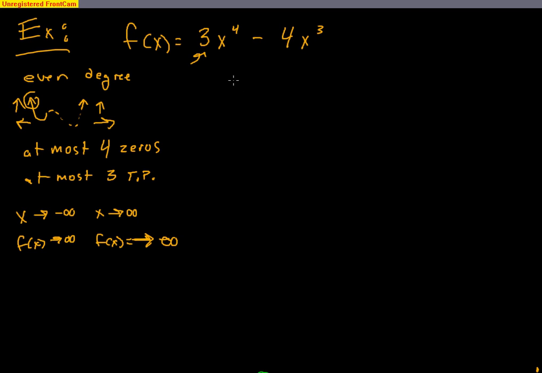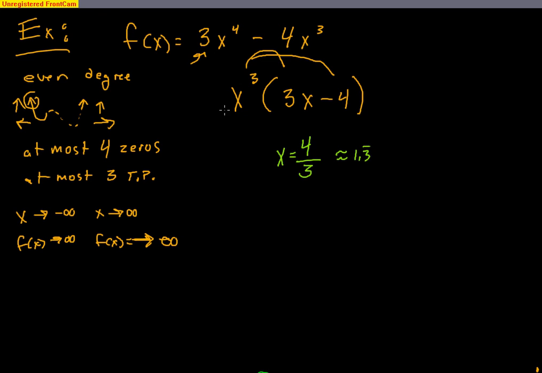Zeros is always an important part here. So I'm going to factor out an x cubed. So that leaves me with a 3x minus 4. Double check, x cubed times 3x is 3x to the fourth. X cubed times negative 4 is negative 4x cubed. Okay, so let's see here. Looks like I'm going to get a zero of 4/3. That's pretty easy for everyone to see. 4/3 is approximately 1.3 repeating.